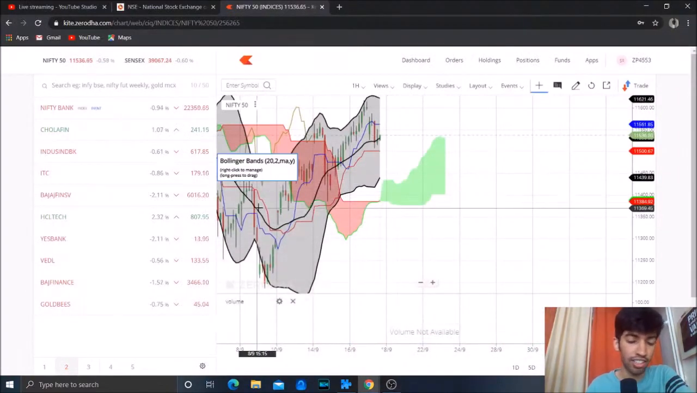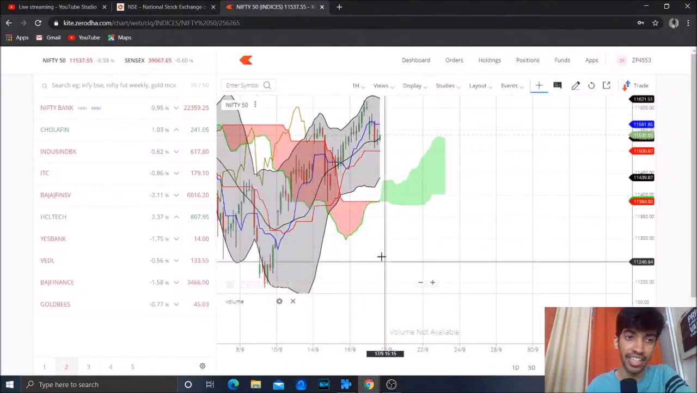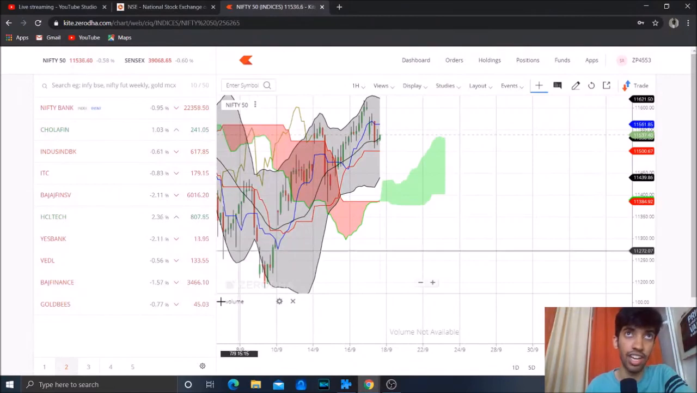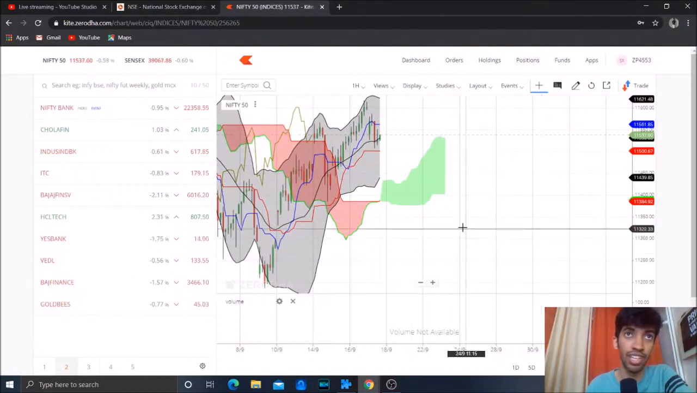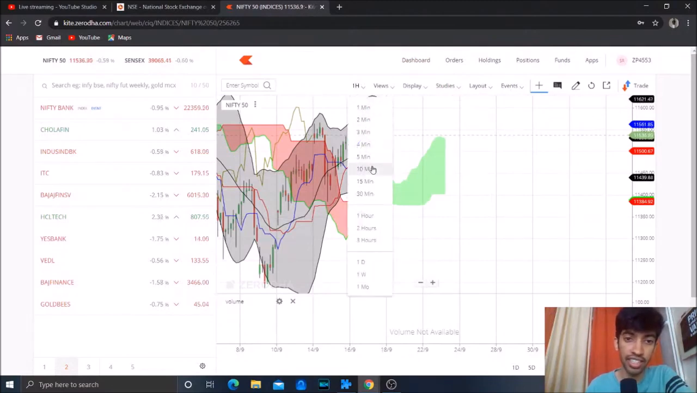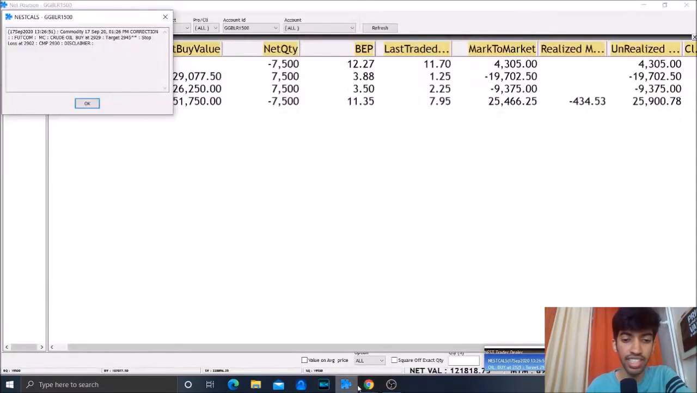And I was considering to do a short straddle at 11,550 now, another 7,500 quantity of short straddle at 11,550. Based on how the market turns out in the next 5-10 minutes, we will decide what exactly to be done. So till then, you can just keep looking at the net positions. We have recovered a loss of around 25,000, and we are now waiting for the theta to work in our favor again, so that we can move into higher profits. We'll just wait and watch and see how things go.